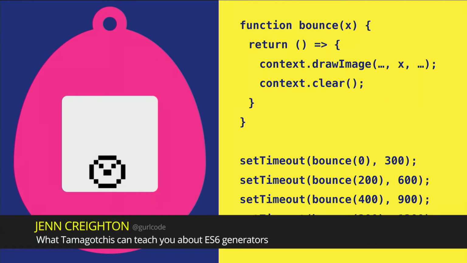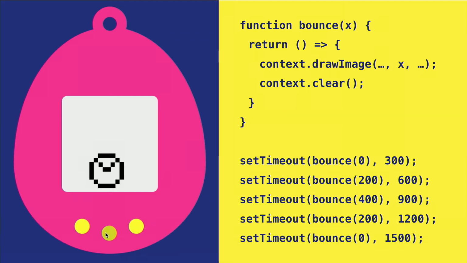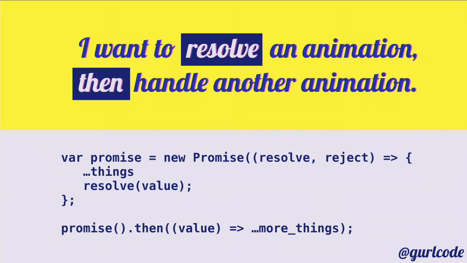The problem is, though, that I've now made my code async. I'm using setTimeout, so I don't actually know when this animation is going to complete. So I can't properly know when to start another animation, and I might accidentally overwrite an animation or start one too late. What I want is to resolve an animation and then handle another animation.